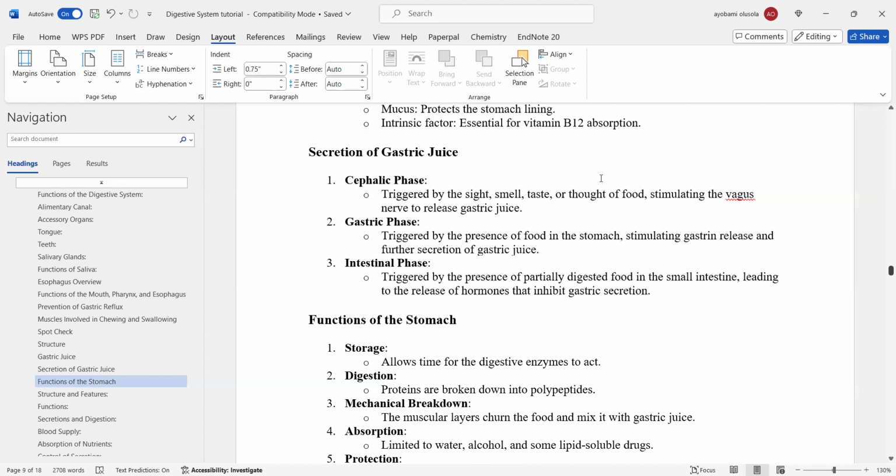Then we have the gastric phase. After you have now eaten, this gastric phase is triggered by the presence of food in the stomach, which stimulates gastrin release and further secretion of gastric juice. Then we have the intestinal phase. The intestinal phase is triggered by the presence of partially digested food in the small intestine, leading to the release of hormones that inhibit gastric secretion.